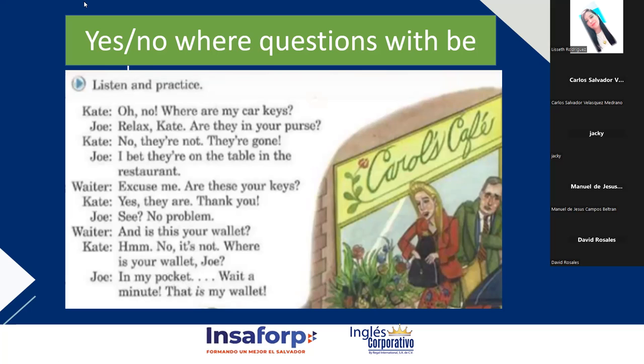Oh no, where are my car keys? Relax, Kate. Are they in your purse? No, they're not. They're gone. I bet they are on the table in the restaurant. Excuse me, are these your keys? Yes, they are. Thank you. See, no problem. And is this your wallet? No, it's not. Where is your wallet, Joe? In my pocket. Wait a minute. That is my wallet. Very good. Excellent. Thank you, the three of you.